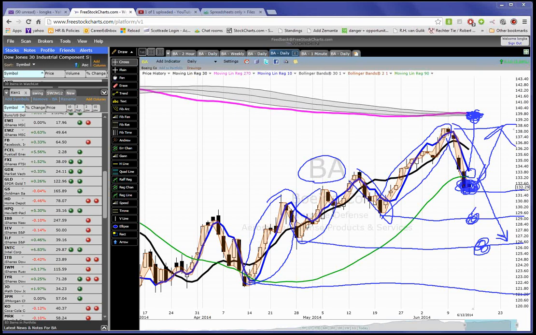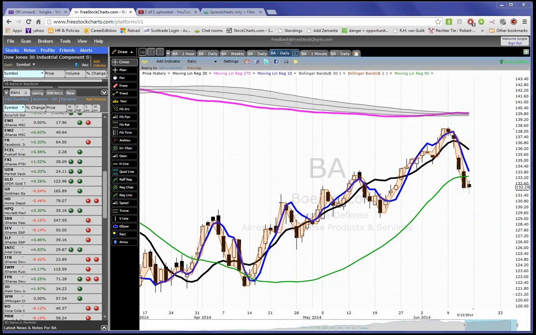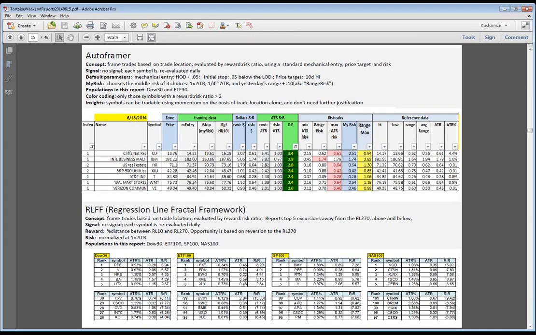So let's head back to that regression line framework then. All right, what we just looked at was just this section of this little report. It looked at about 10 signals. These ones in the top row, these positive reward to risk ratios, are reversion to the mean to the upside.